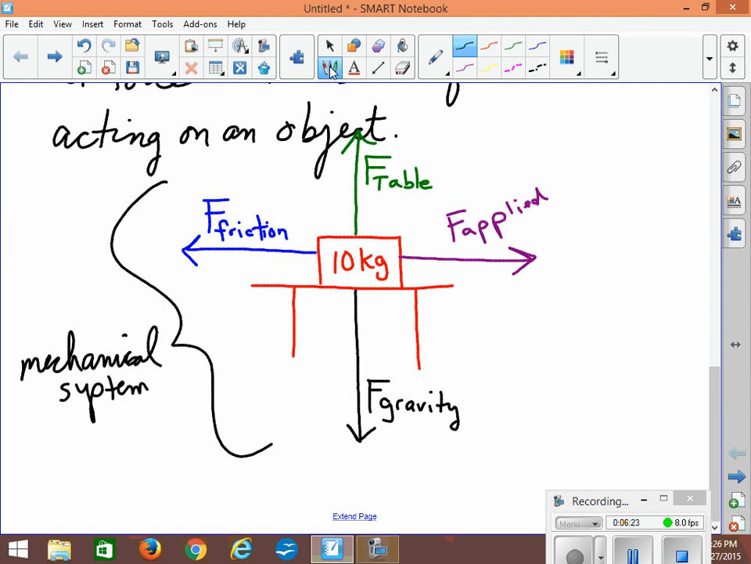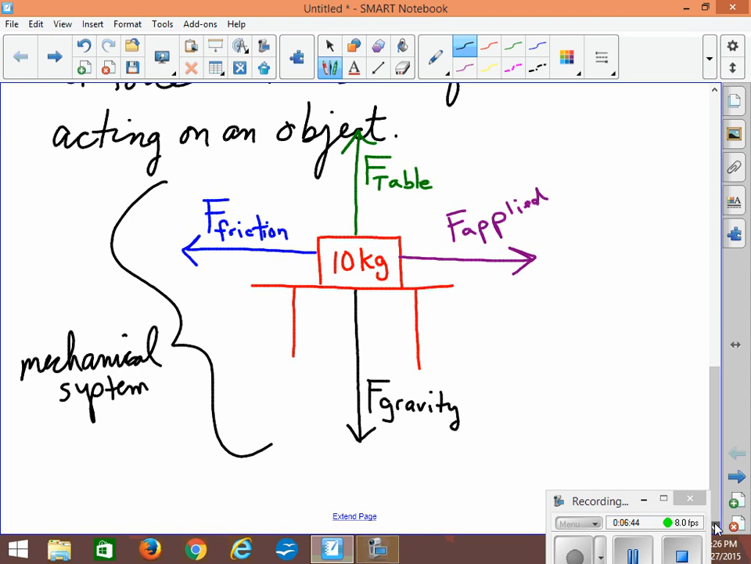What will happen to this box on this table? We would like to figure out whether or not the box is going to move, and if it does move, how will it move? Will it accelerate? Will it get faster and faster and faster? Will it move at a constant speed and just kind of slide along? These are all the questions that we want to figure out.